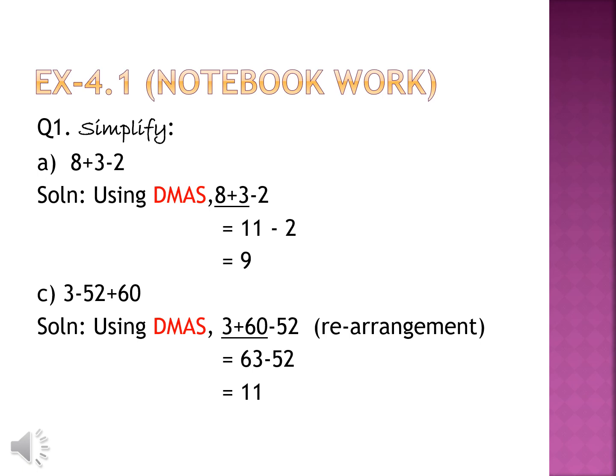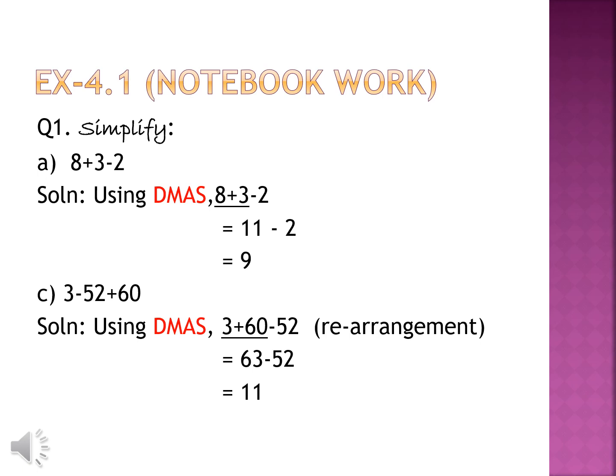Rearrangement means shifting the number and also shifting the sign. It does not mean changing the sign. You cannot write like plus 52 and minus 60. You cannot write like this. Some students do like this, 3 plus 52 minus 60. They change the sign. No, you don't have to change the sign. You have to shift the number and you have to shift the sign of that number also, right? So plus 60 is shifted with 3 and minus 52 is shifted backward.